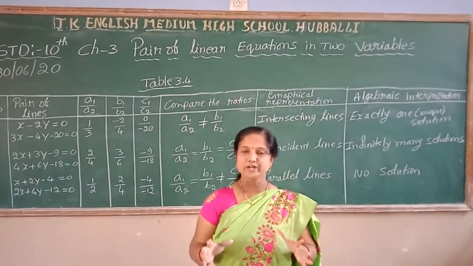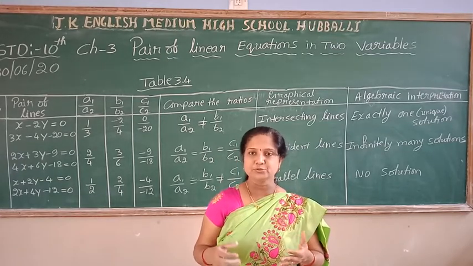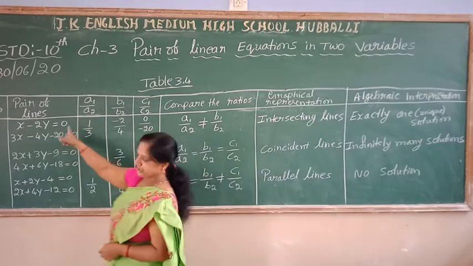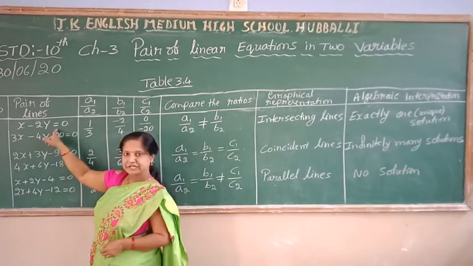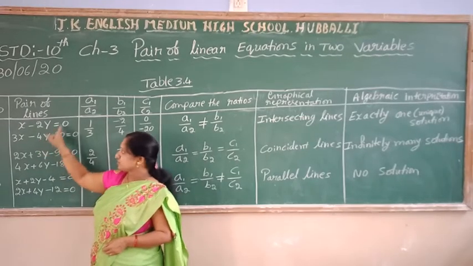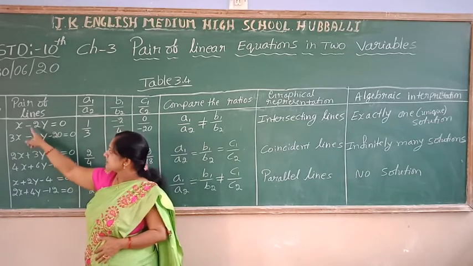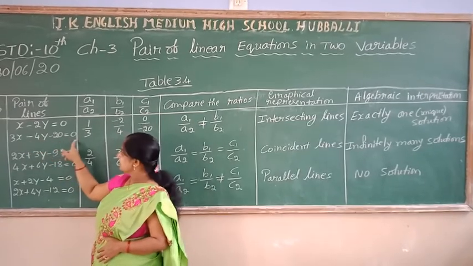Children, I already explained the fifth point. Now I take some examples to prove the fifth point. One pair of linear equations I take here. This is one linear equation of two variables, and this is another. Together it becomes a pair of linear equations in two variables: x minus 2y is equal to 0, and 3x minus 4y minus 20 is equal to 0.